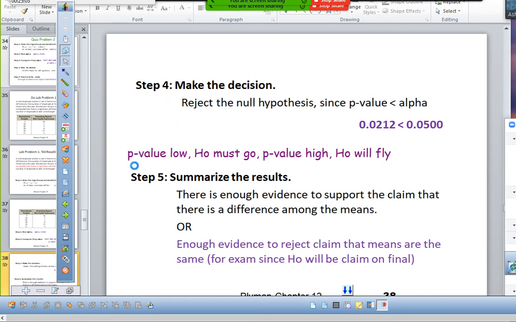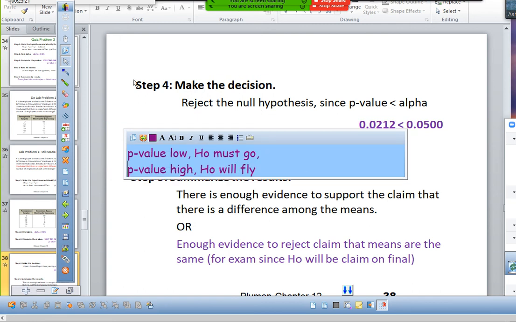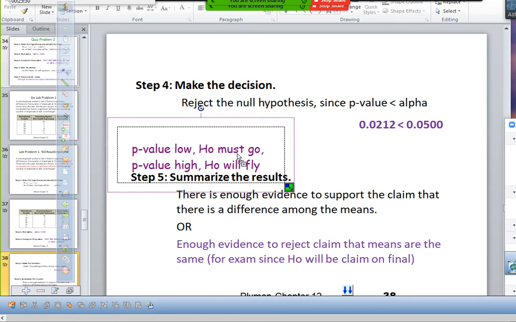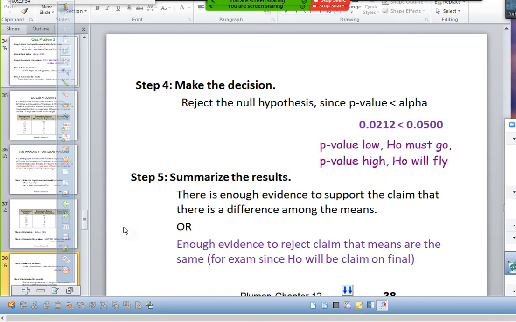All right, and then summarize your results. I should probably retype that so that they're in different sections, so that you can tell them apart a little bit better. And maybe I'll move it over. There. Okay, great. Step 5, summarize the results.